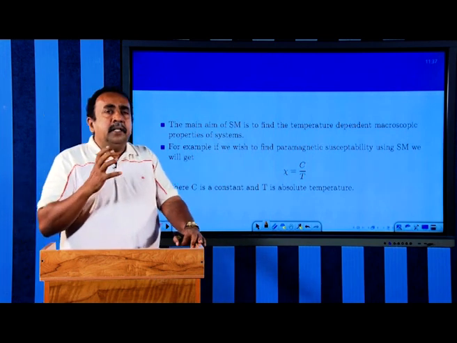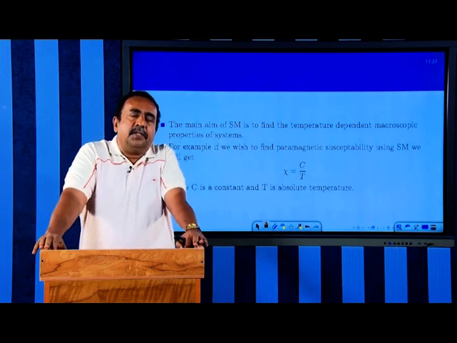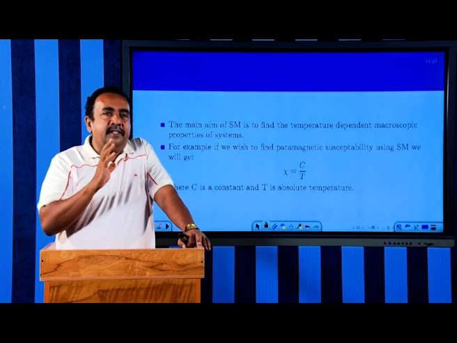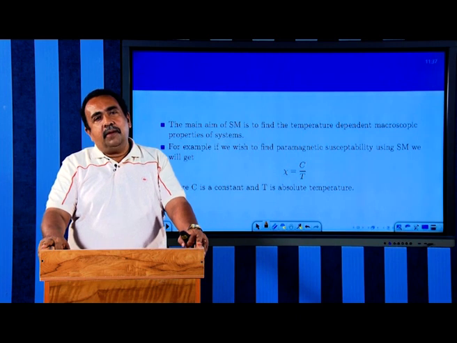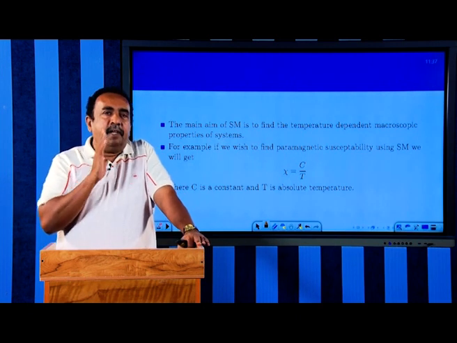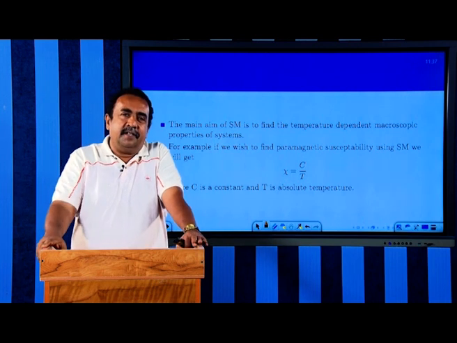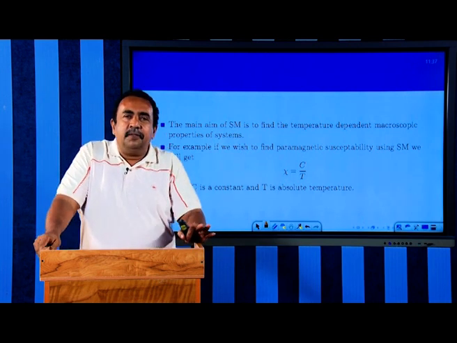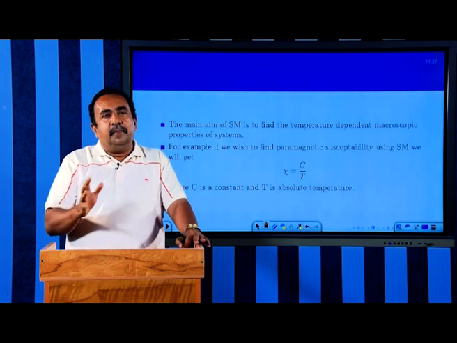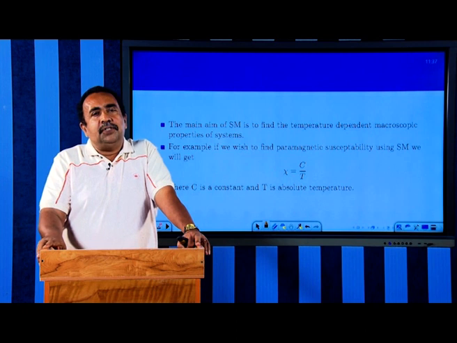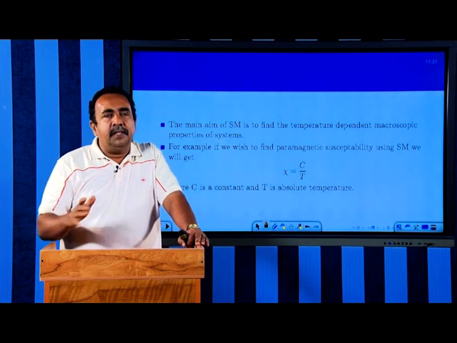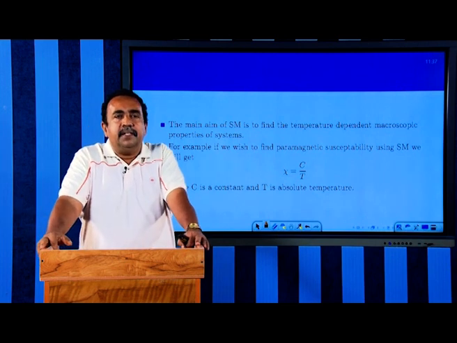Now, in statistical mechanics, whatever equations we derive, on the right hand side there will be a temperature. Basically, all the equations that we derive in statistical mechanics will contain temperature on the right hand side. For example, if you are finding out the susceptibility of a paramagnetic material, susceptibility is given by Curie's law, which is chi is equal to C by T. You have T on the right hand side. It is in the denominator, but T is there on the right hand side.